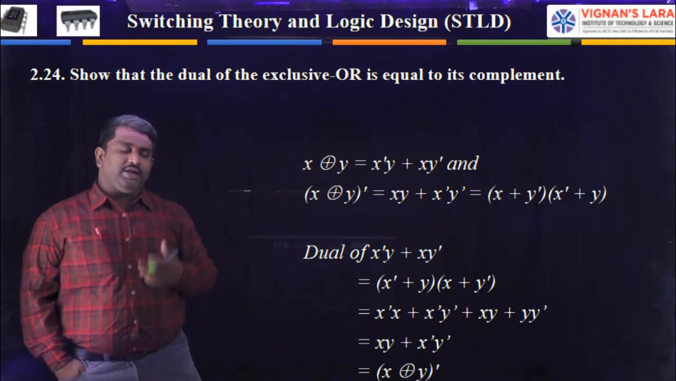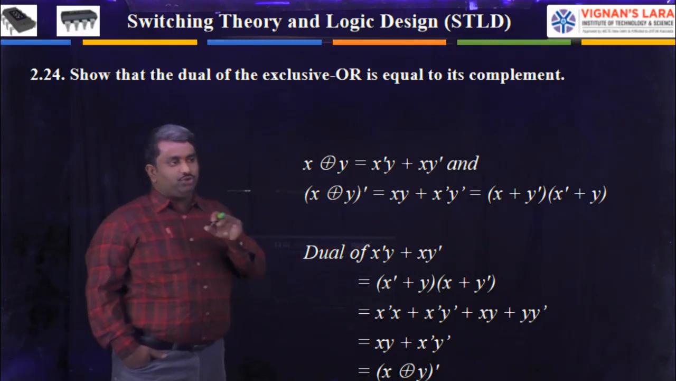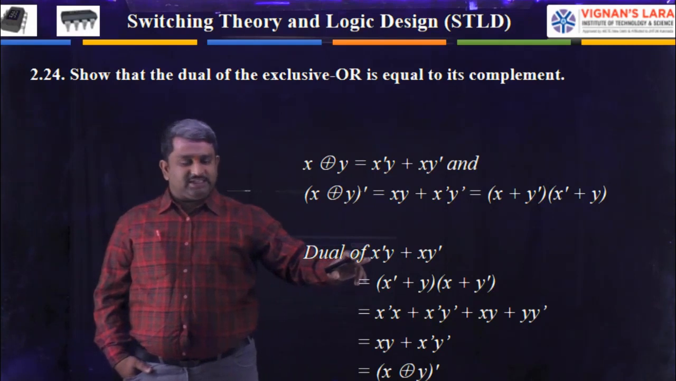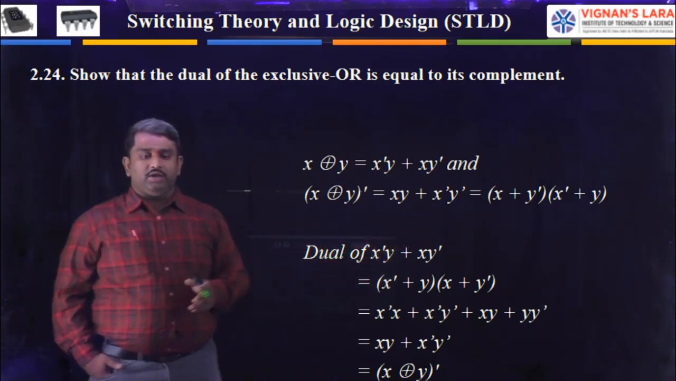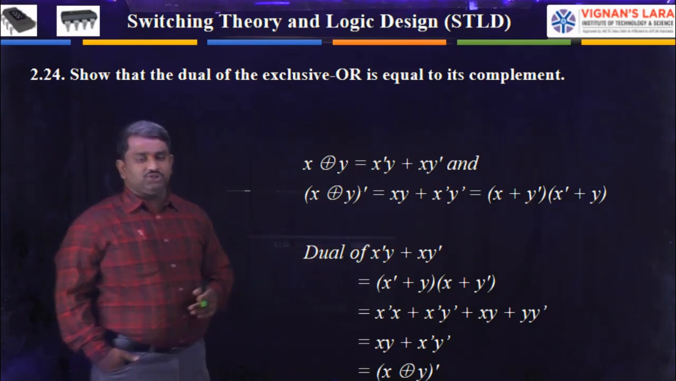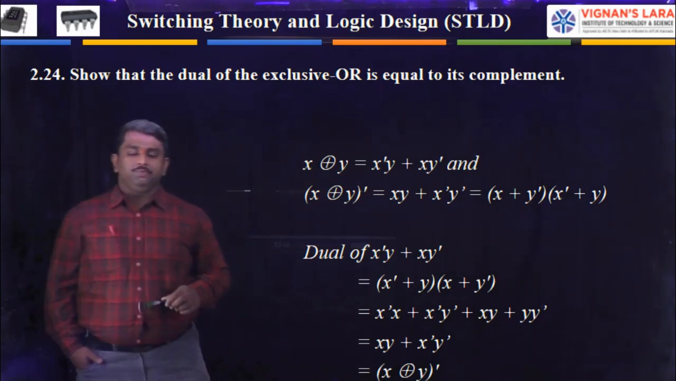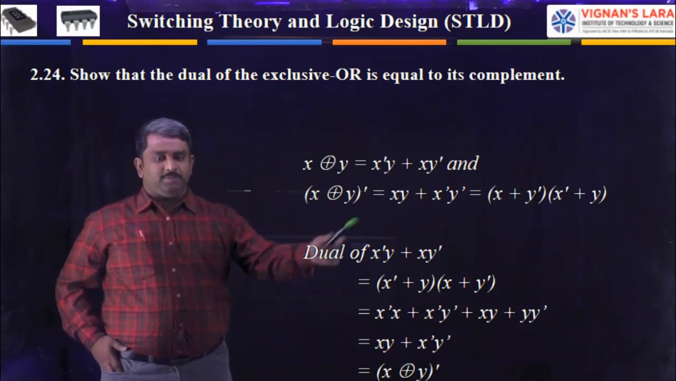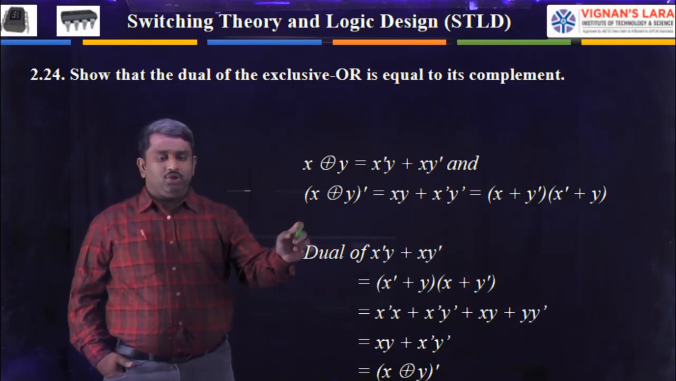Next, coming to the duality of X bar Y plus XY bar. Here the given function is X exclusive-OR Y, which we have represented as X bar Y plus XY bar. In this function you can represent it as X bar plus Y, into X plus Y bar. By which property? By the distributive property. You can write it in this way, and then simplify that function.